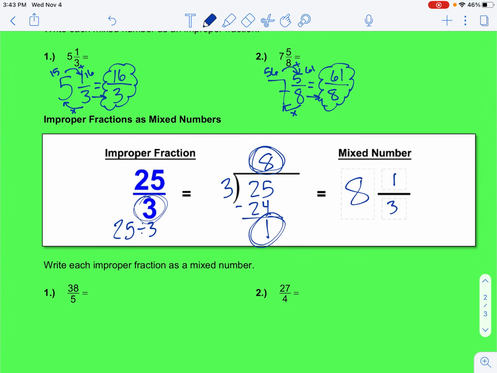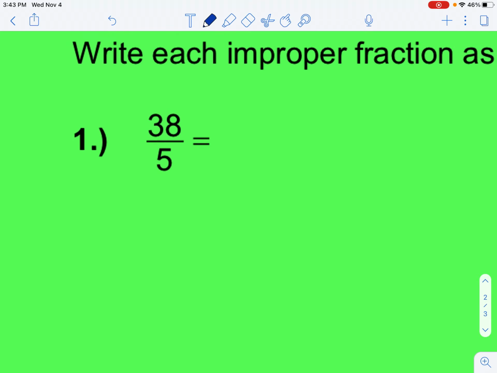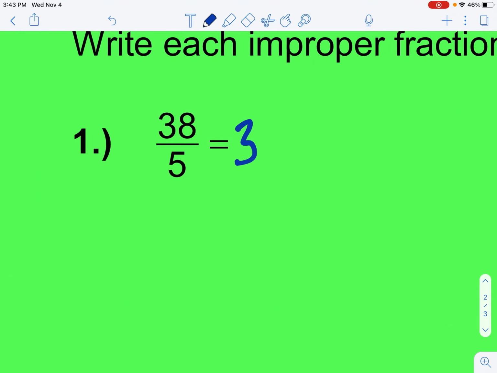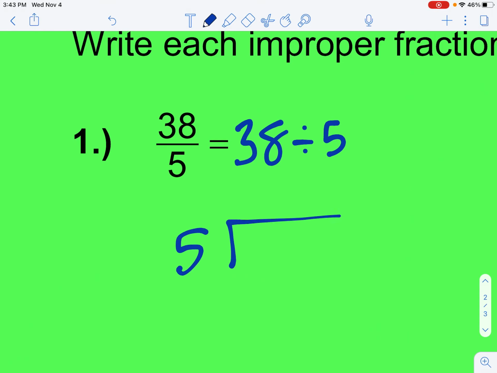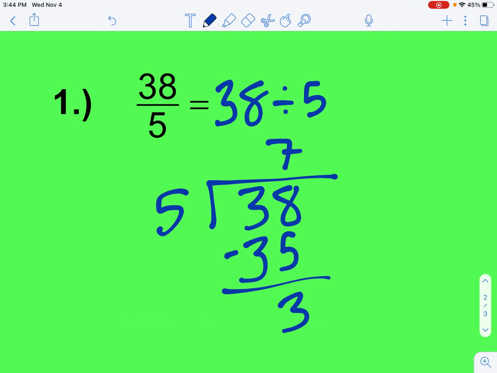Let's give the division strategy a try here in problems 1 and 2, writing each improper fraction as a mixed number. So I've got 38/5. Now remember, I could rewrite that as a division problem by saying 38 divided by 5. So let's go ahead and write some long division here by putting 5 on the outside of the house and 38 on the inside. And now I need to go ahead and complete my division. 5 goes into 38 7 times. 7 times 5 is 35, and I subtract, and I've got no other number to bring down.